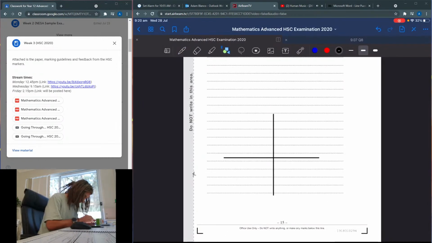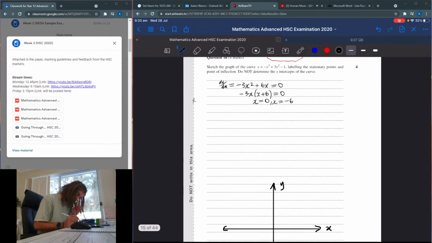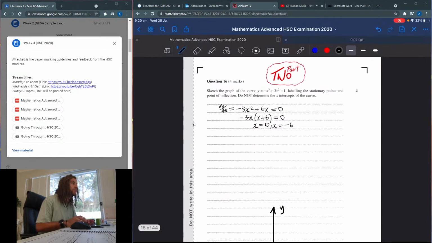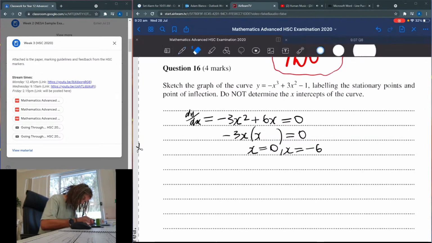A bit mean that they didn't give us something to work with, but whatever. Okay, what have we got? X is 0. Oh, I need the actual points, don't I? I've already made a mistake.